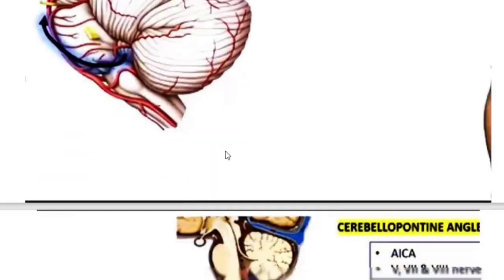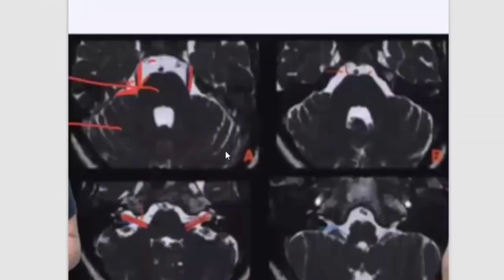This diagram is showing the pons. This teeth-like structure in the MRI is the pons, and this is the cerebellum. I'll explain in detail. I'm just showing you the exact CP angle. This space is there. This one is the CP angle. This CP angle is the junction that is present between the pons and the cerebellum.